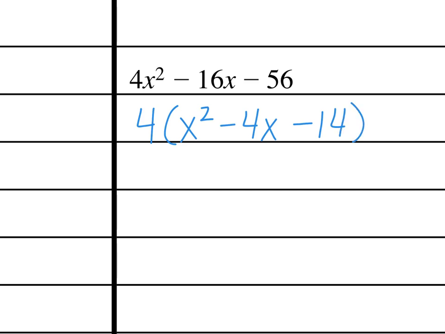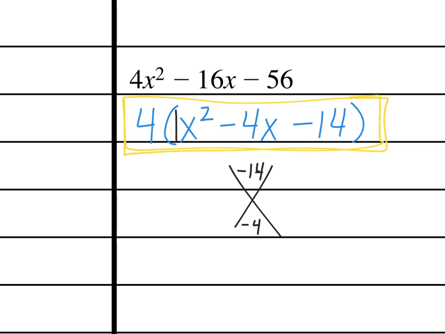Before we move on, we need to check, are there two numbers? Hold on. Is a equal to 1? Yes. This number right here is a 1. So we could just find two numbers that multiply to negative 14 and add to negative 4. Are there any? No. So you are done. This is your answer. You take out a GCF, and that's all you can do. Because there are no two numbers that multiply to negative 14 to add to negative 4.